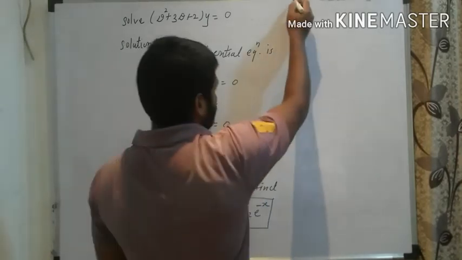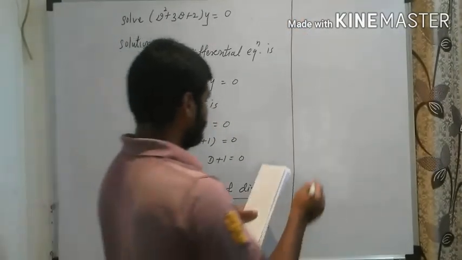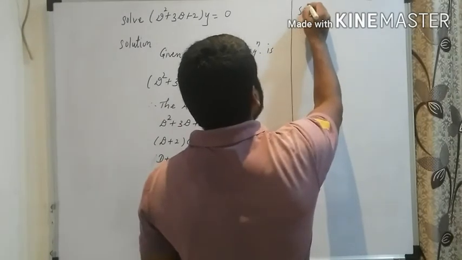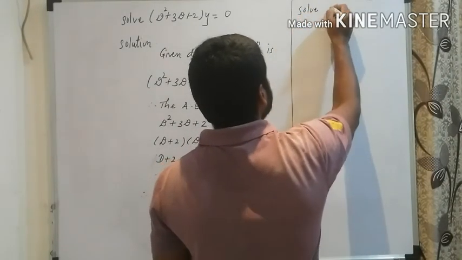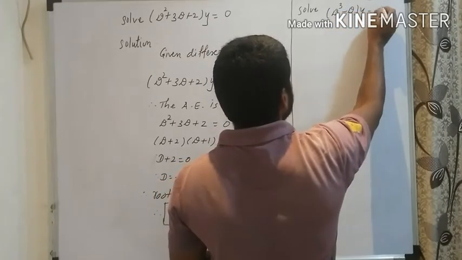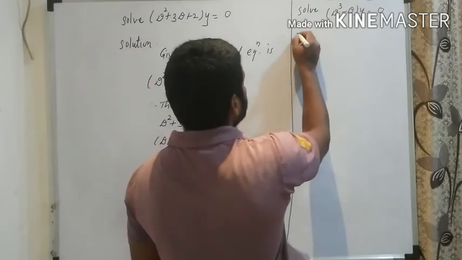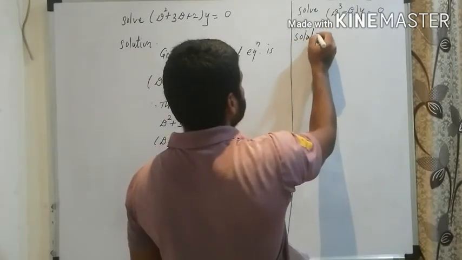Let us see one more example to find complementary function. So here, solve (d cube minus d) into y is equal to 0. So this is your given differential equation. So write down solution.